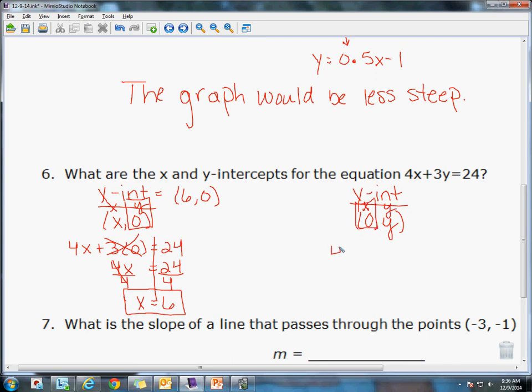So we're going to plug in 4 times x, which is 0, plus 3y is equal to 24. Again, anything times 0 crosses out. So you just have 3y equals 24. Divide both sides by 3. We get y is equal to 8. So over here, my y-intercept would just be (0, 8).